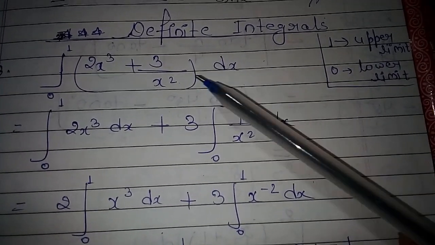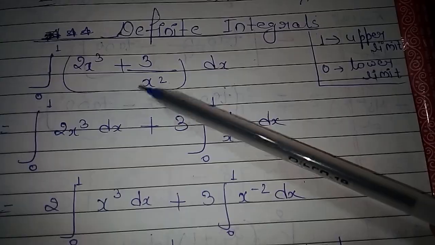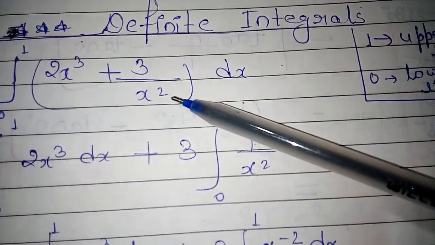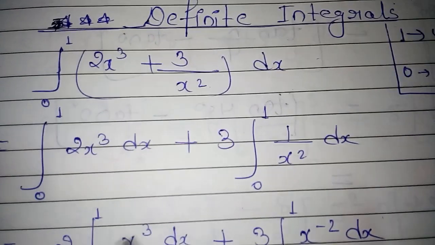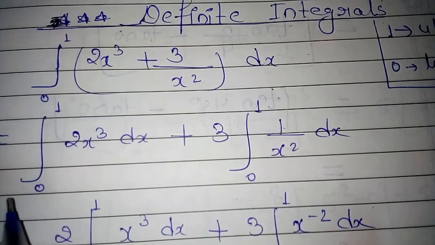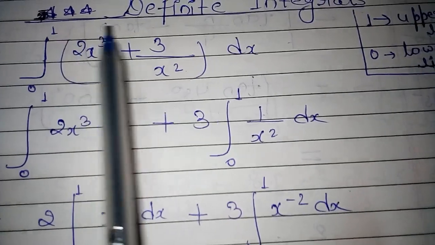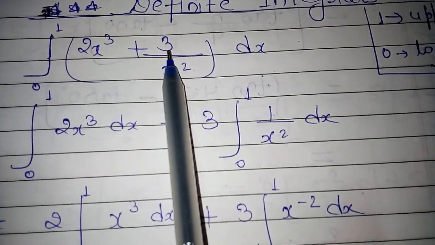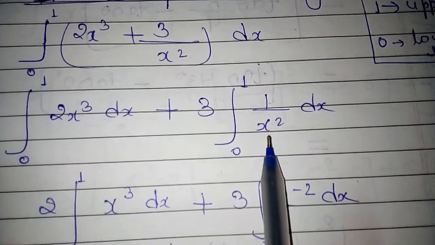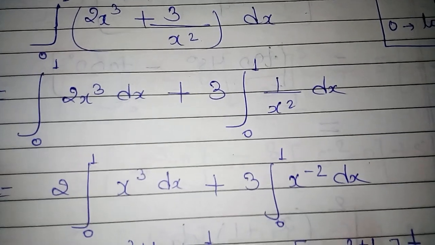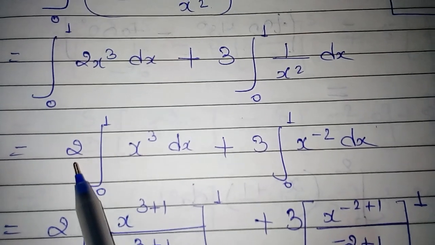See the question. The first question is the integration from 0 to 1 of 2x cube plus 3x square dx. Now separate it. You can write this as the integration from 0 to 1 of 2x cube dx, plus a plus sign here. Next, 3 is a constant here, so this is equal to 3 times the integration from 0 to 1 of 1 upon x square dx. See the next line, this 2 is also a constant, so take it outside.